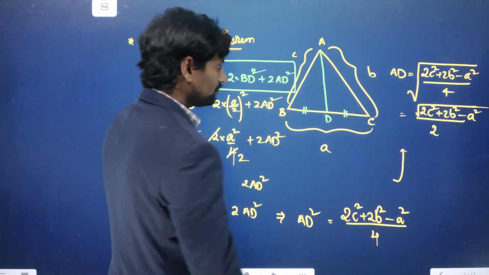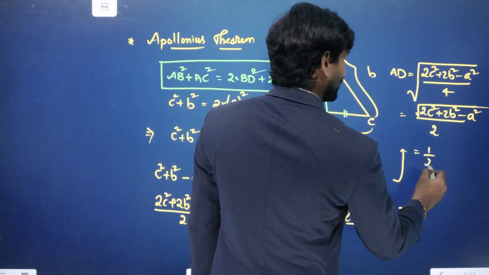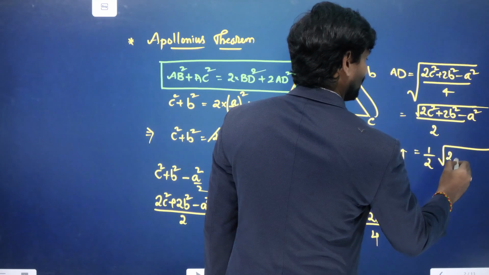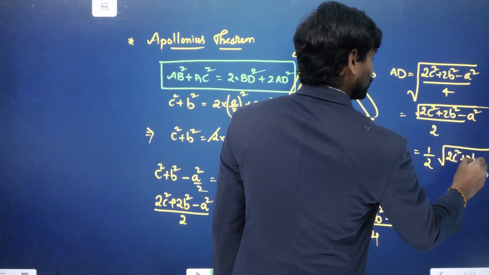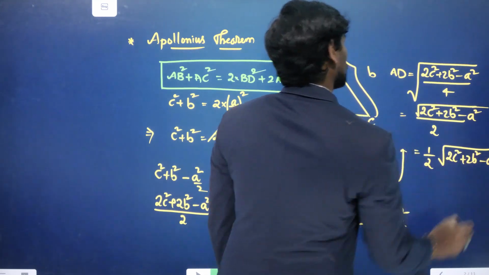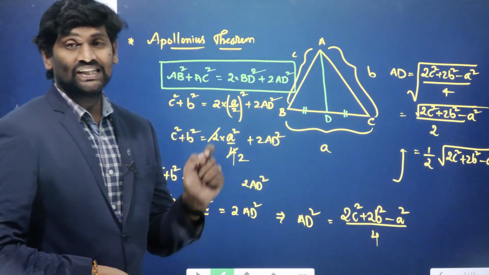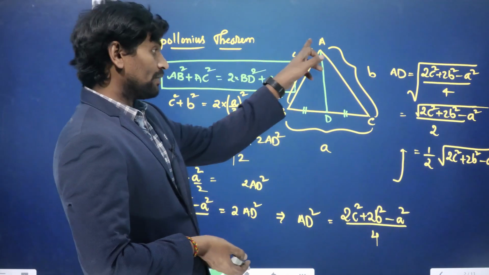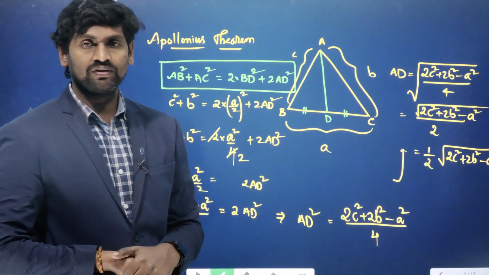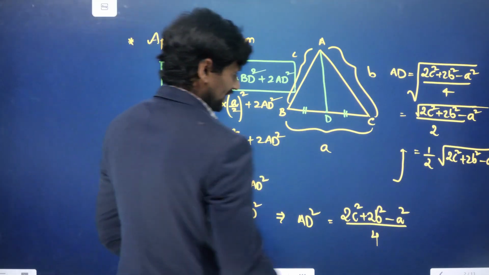That is equal to 1/2 √(2c² + 2b² − a²). This is the length of the median which is drawn from vertex A. Let us check.